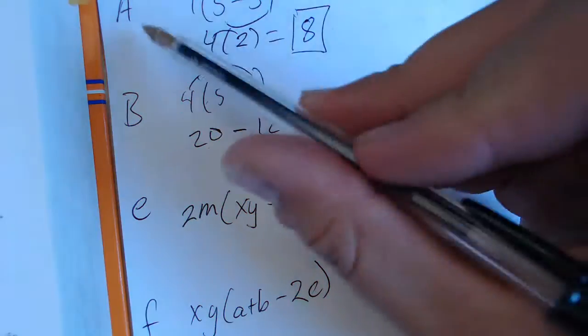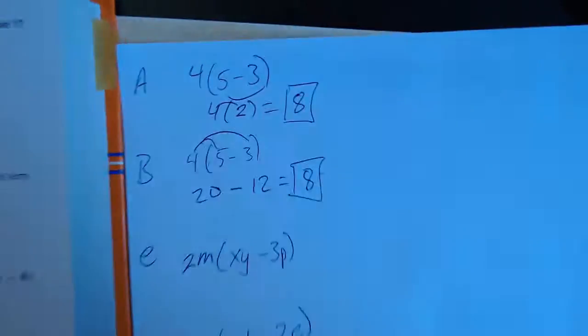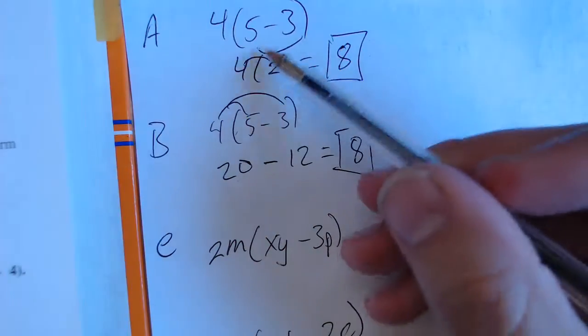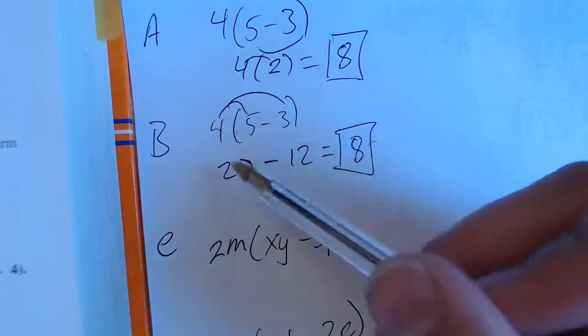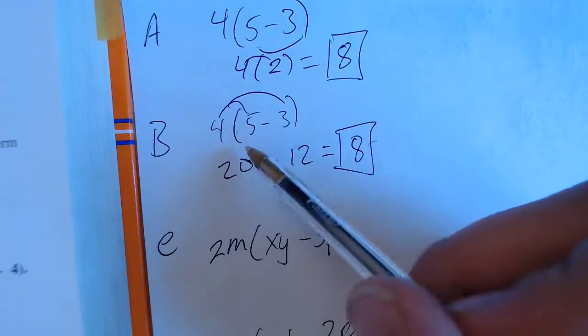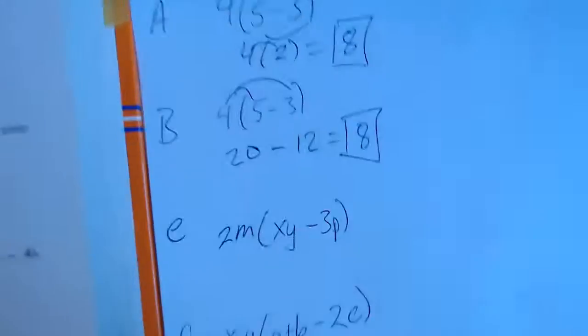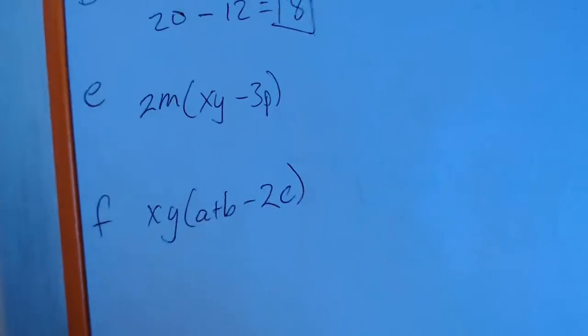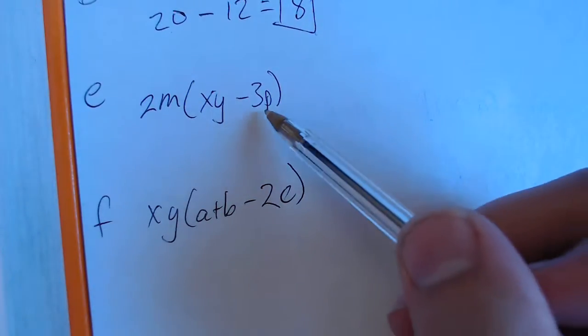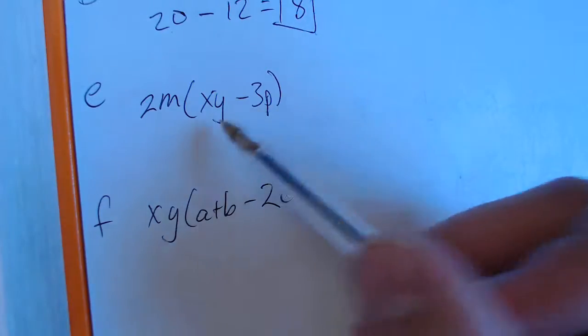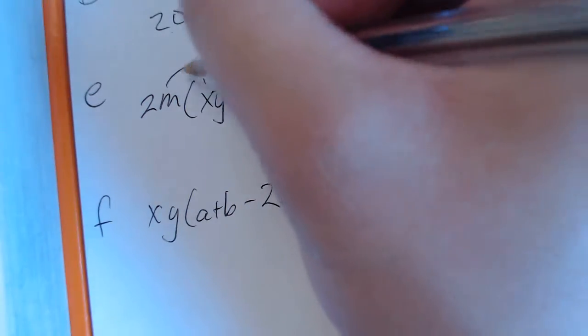So problem A is the way that we have been doing things, and problem B is the way we need to learn how to be doing things. And the reason why we need to use the distributive property is because when we get to problems like E and F, it is not possible to subtract 3p from xy. They're unlike terms. We cannot subtract them, but we can distribute them.